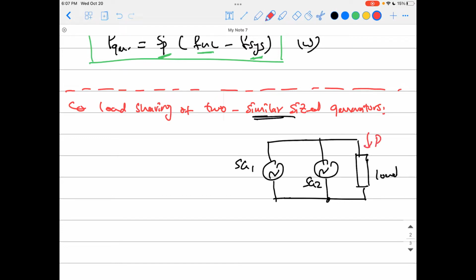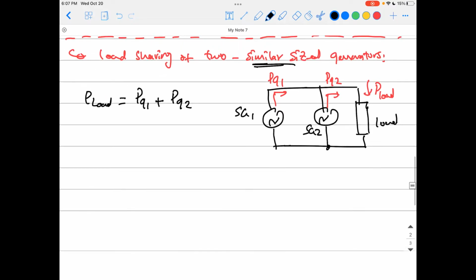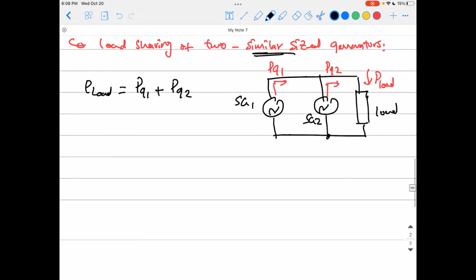The load needs some power, P load, and this will be shared by the 2 generators. Generator 1 will have P generated 1, and generator 2 will have P generated 2. So obviously P load will be shared by the 2 generators: P generated 1 plus P generated 2. That's what I mean by load sharing of 2 similar sized generators. So if the load equals 1,000 megawatt, the 2 generators would share the load equally, each having 500 megawatt. Now it's different. Why? Because each generator has a different FP relationship. Let's see how this happens.